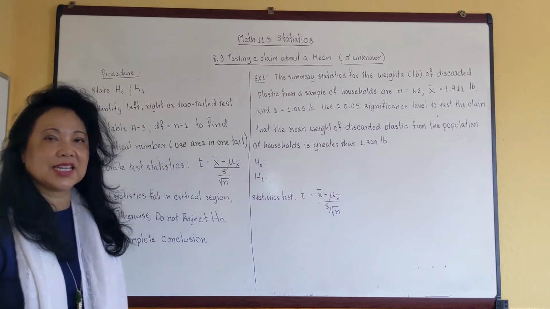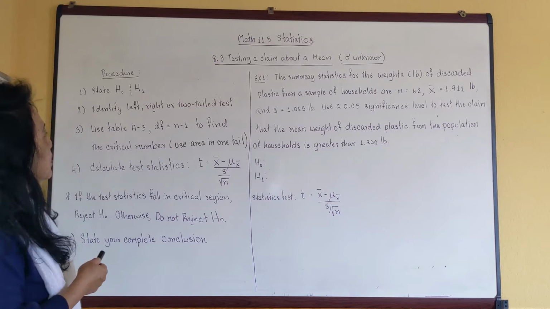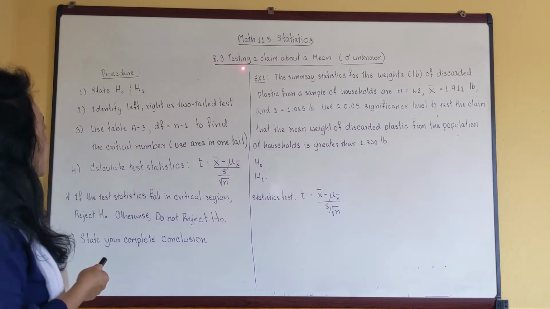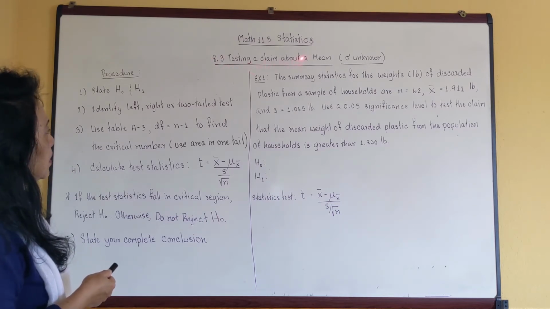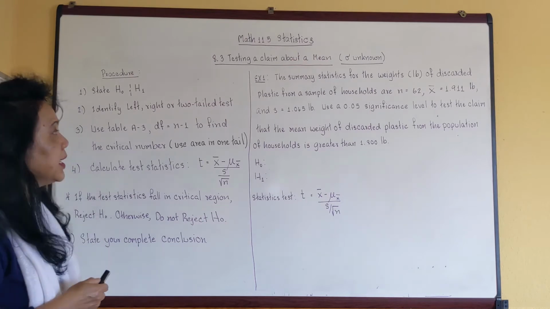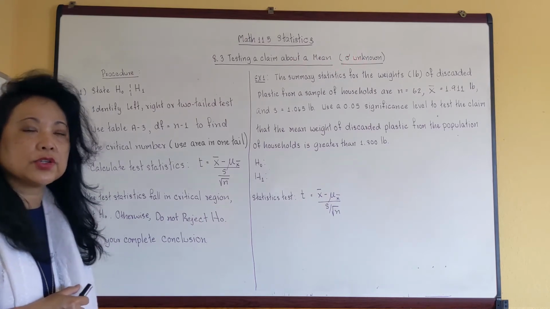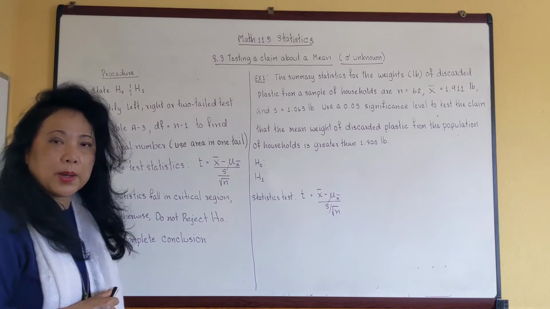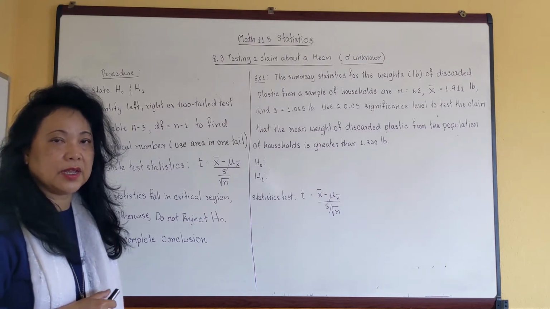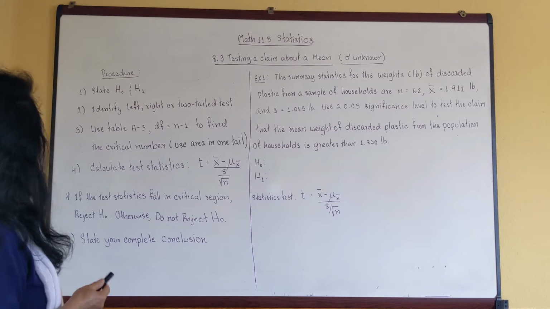Go to the last section of chapter 8. Alright, 8.3, testing a claim about population mean. In this case, we don't know population standard deviation. Normally, we don't know population standard deviation. Let's take a look at the procedure.